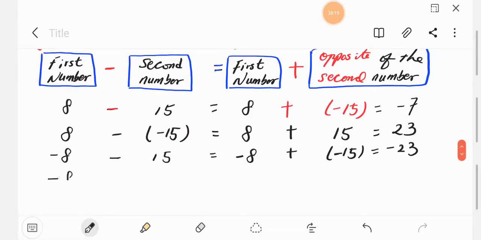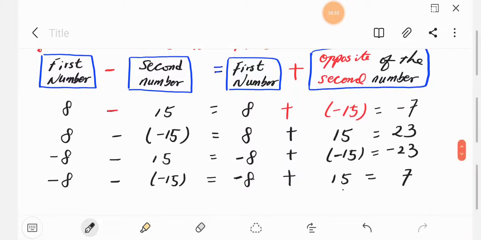How about this? Negative 8 minus, this time negative 15. The first number is unchanged, and the minus sign becomes plus. Then the second number is negative 15, and the opposite of negative 15 is positive 15. Then you are adding two numbers with different signs. The absolute value of 15 is greater, right? The absolute value of 15 is larger than the absolute value of negative 8. So this is 15 minus 8, which is 7. And then follow the sign of 15, which is positive.